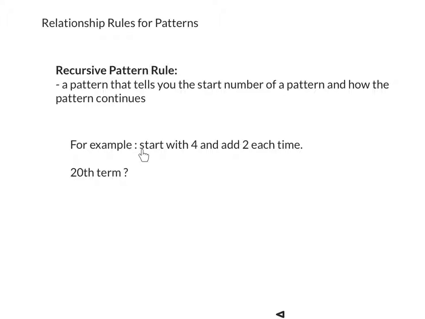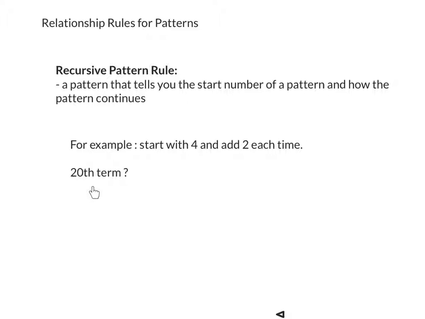So for example, say a pattern rule is start with 4 and add 2 each time. So we know that's the pattern rule. But say the question's asking me, what is the 20th term? How do we figure that out? Well, first we need to figure out the 19th term before that, and the 18th term before that, and the 17th term before that. And that will just take a really, really long time.